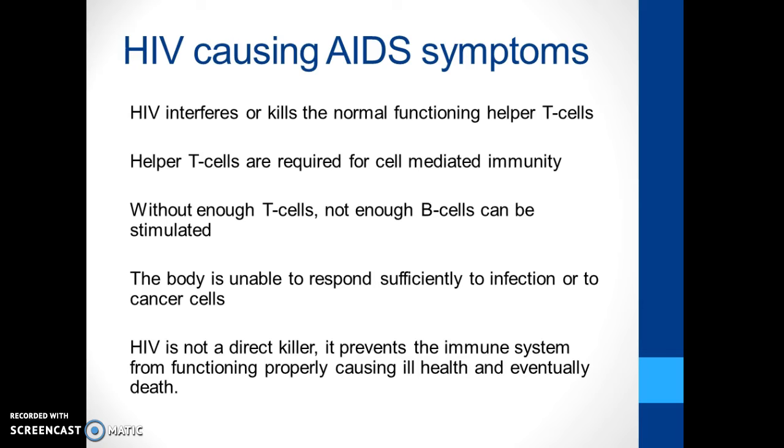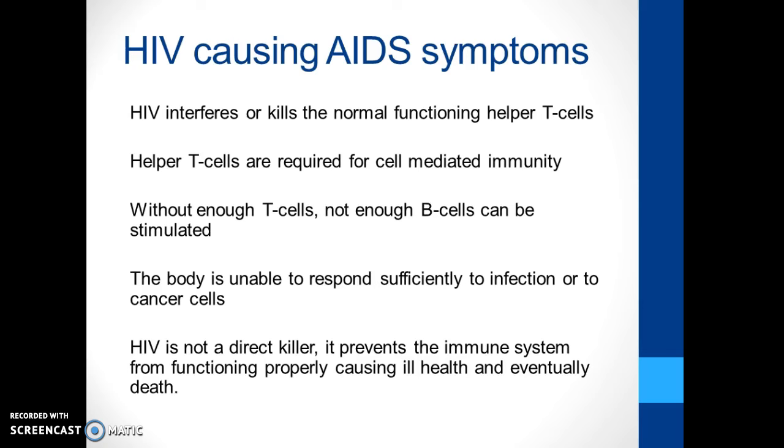Equally, if there are no cytotoxic T cells being produced, then the body of somebody who is HIV positive may well develop cancerous cells, but the body's immune system would not be able to deal with that. So the body becomes unable to respond sufficiently to infection from external non-self tissues, but also to cancerous cells and self tissues that are out of control.